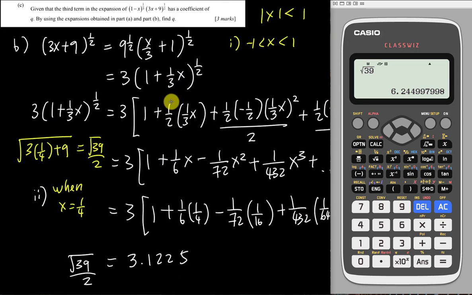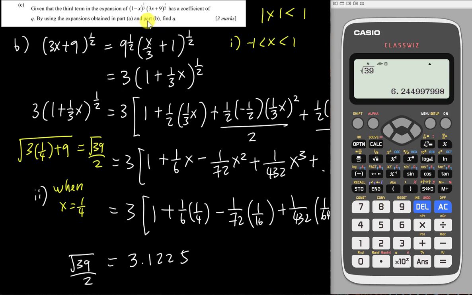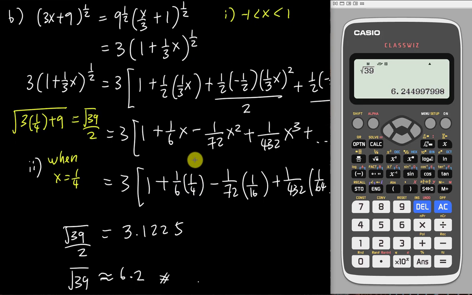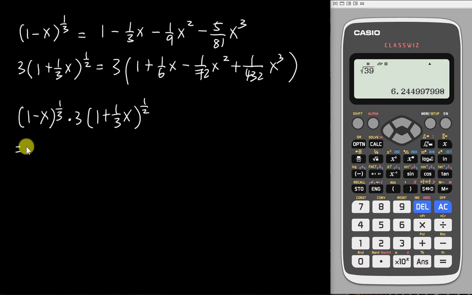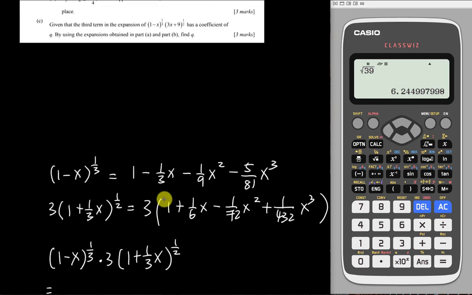Given the third term of the expansion has the coefficient of q, and then by using the expansion in part A and part B to find the q. Alright, so I kind of erased the answer of part A, but never mind, it should be fine here. Okay, so basically we need to know what is the third term if I expand here. So okay, let me just copy it down real quick. Alright, so this is what the question wants.